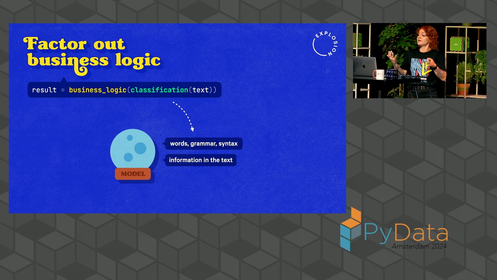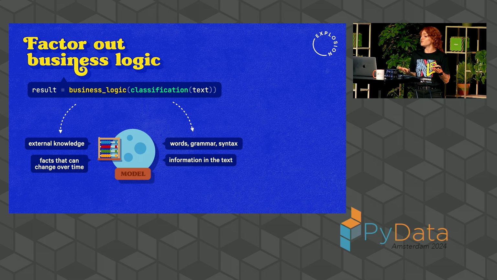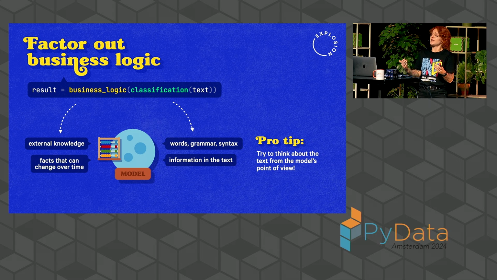And what we have here is stuff that's not specific to your business logic. We have things like words, grammar, syntax, and also information that's directly present in the text. And on the other side of your business logic, what we have is stuff like external knowledge, things that are not present in the text, and also facts that can change over time. So if you're unsure how to approach this, one thing that really helps is taking a step back and trying to think about it from the model's point of view. If you're the model, you're trying to solve a specific task, what information do you have available in the text and in the language itself, and what are things that you can basically factor out? Just the same way you factor out reusable logic when you're refactoring software and refactoring code, you can refactor your data in this way and the logic you use to extract structured information from it.